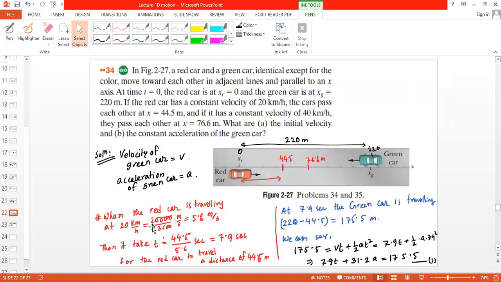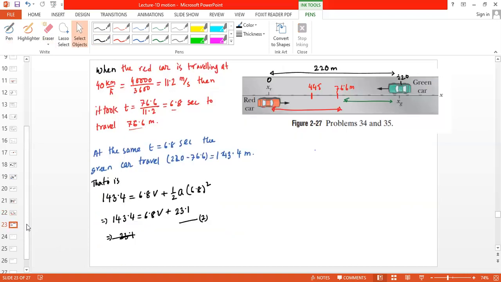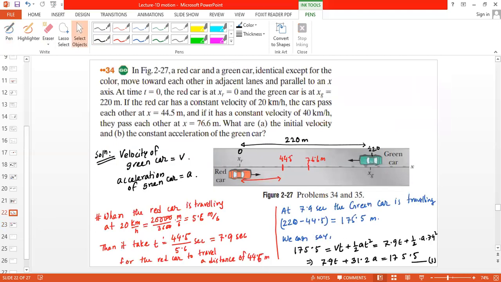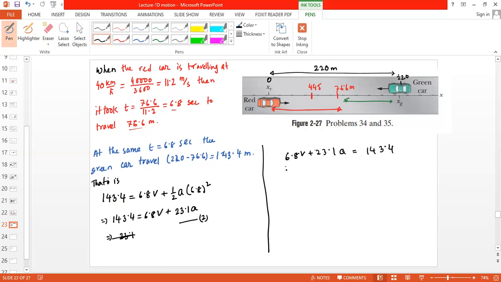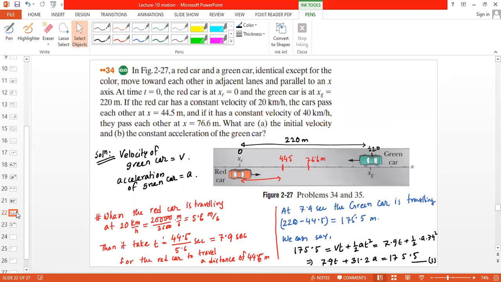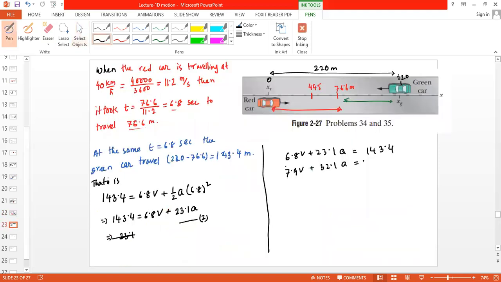So now I have two equations. Equation number 2 is 6.8u plus 23.1a is equal to 143.4, and my equation number 1 is 7.9u plus 31.2a is equal to 175.5.